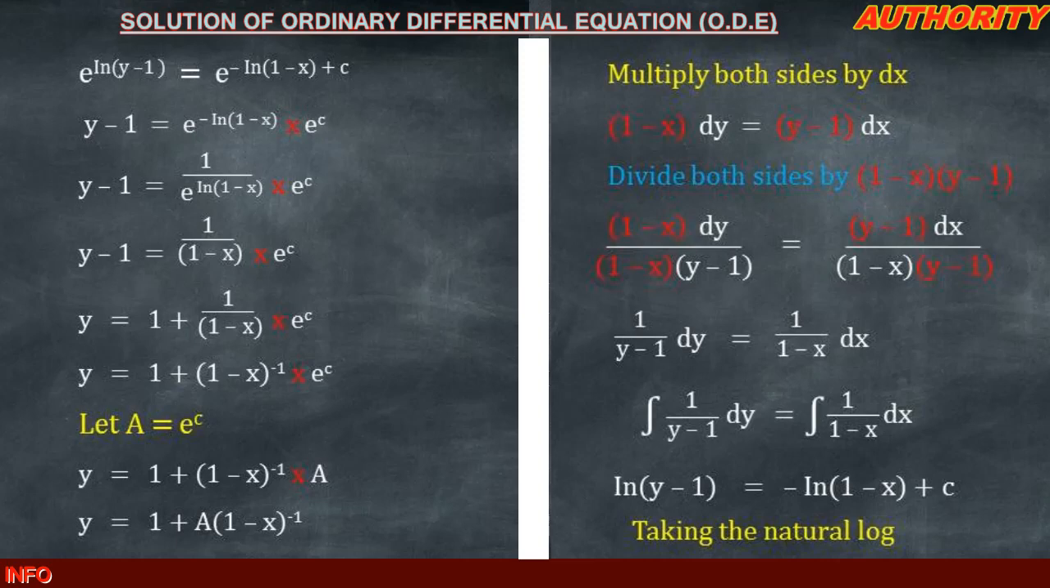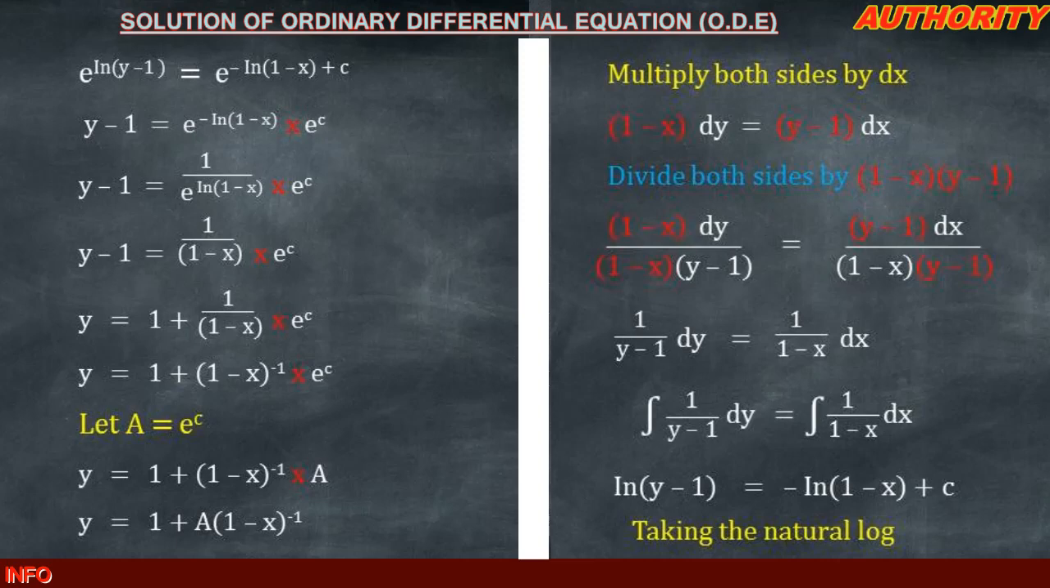So therefore, this is the solution to the differential equation (1 minus x) dy/dx plus 1 minus y equal to 0. So the answer is y is equal to 1 plus a(1 minus x) raised to power minus 1.